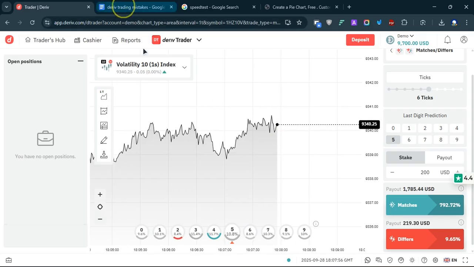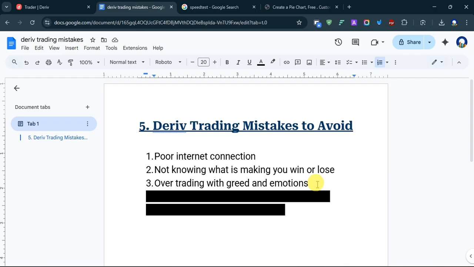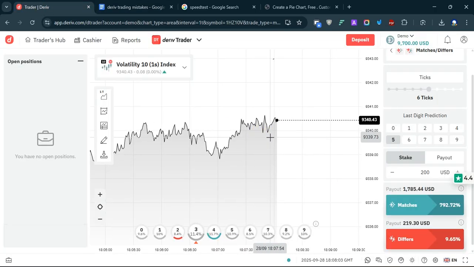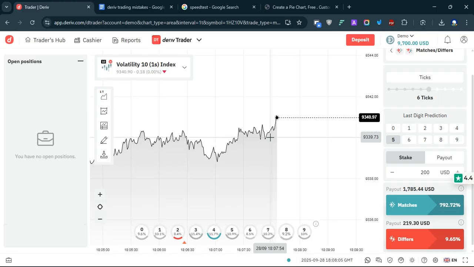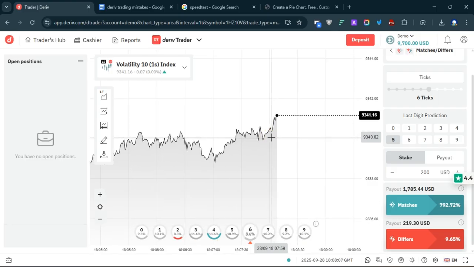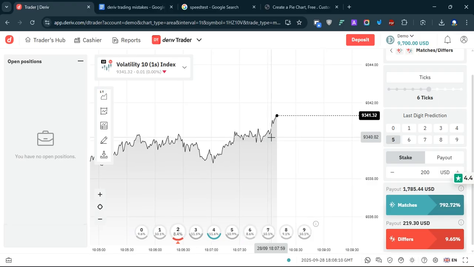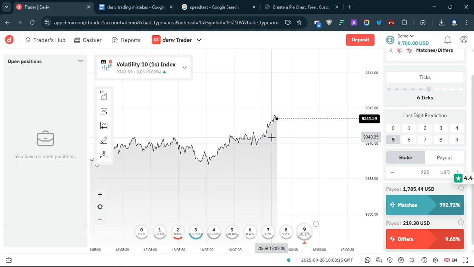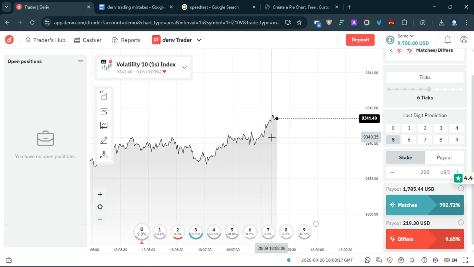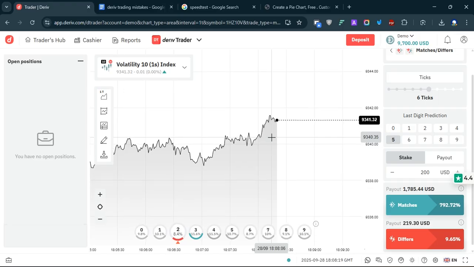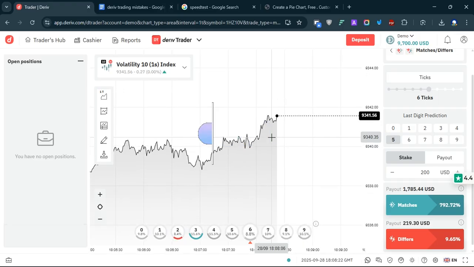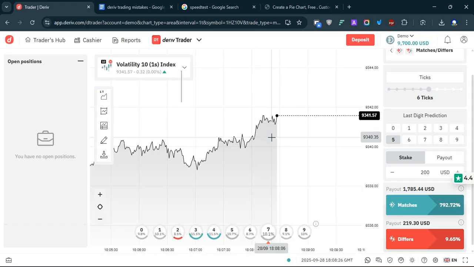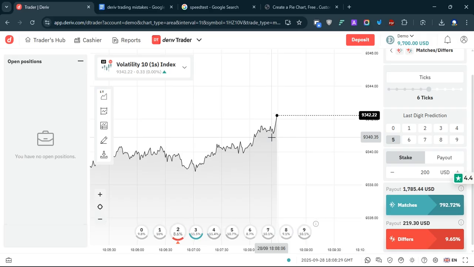And on this same point of overtrading with greed and emotion, you need to have a target profit. Let's say that per day you can target, say, 20 USD. Don't go past that, because you may end up blowing your account. You can also set a loss limit. Let's say that I say today I will stop when I lose $10, and I should not go beyond that. If I lose $10, I stop trading and start again tomorrow.